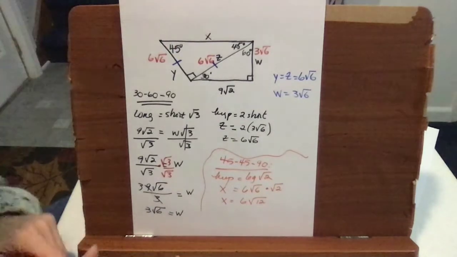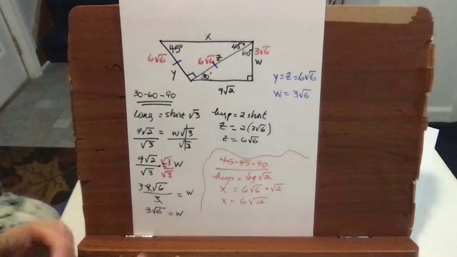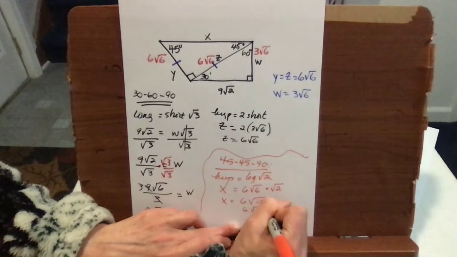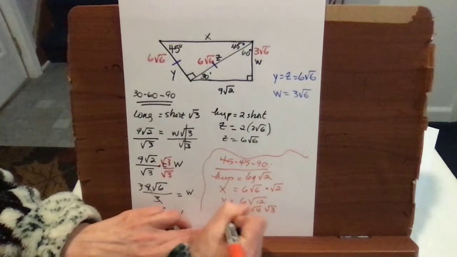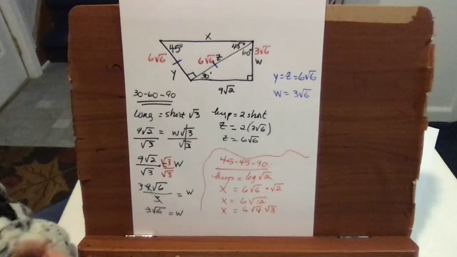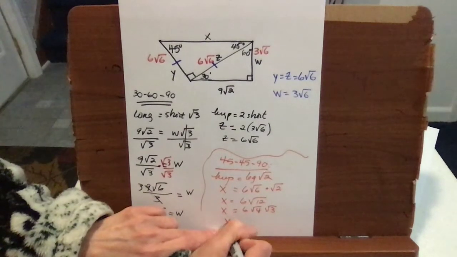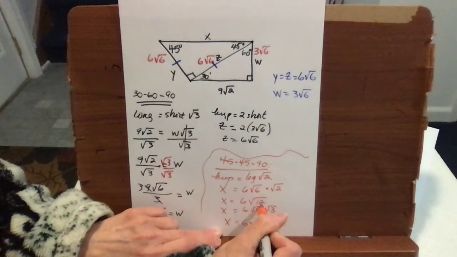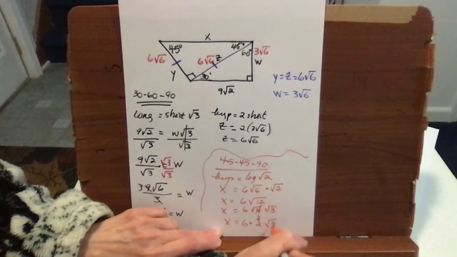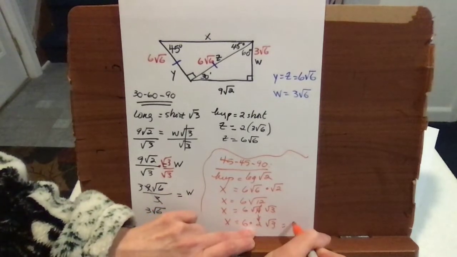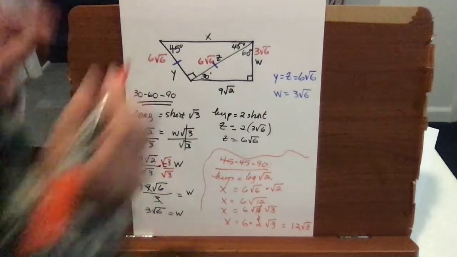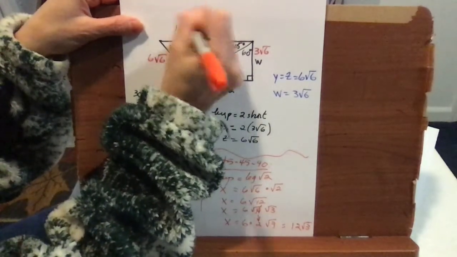Well, root 12 has a perfect square in it. This can break down into 6 root 4 times root 3. And root 4 is our first perfect square, because we don't count the square root of 1 because it doesn't change anything. So x is going to equal 6 times, the square root of 4 comes out as a 2. And square root of 3 is not perfect, so it stays root 3. So this is going to give us 12 root 3. So x is 12 root 3.